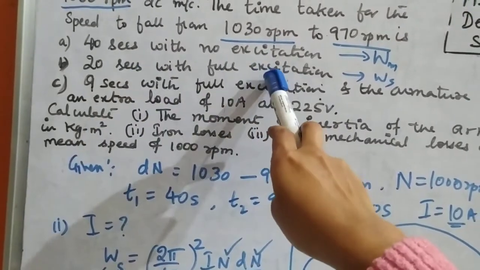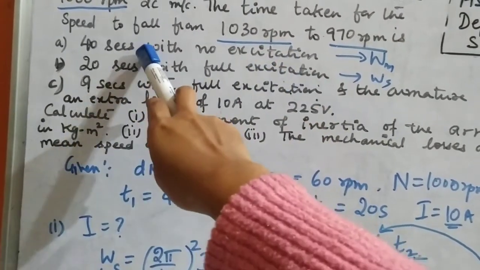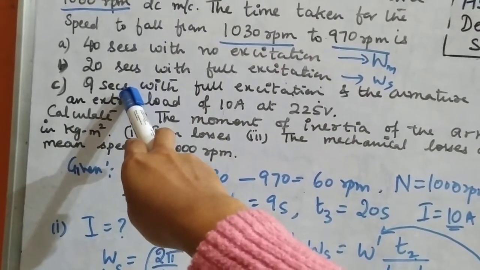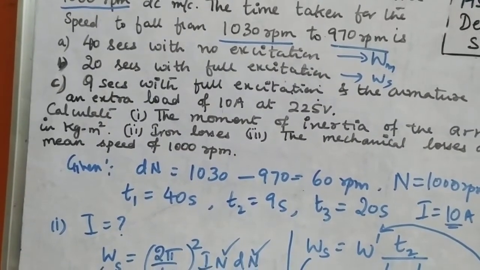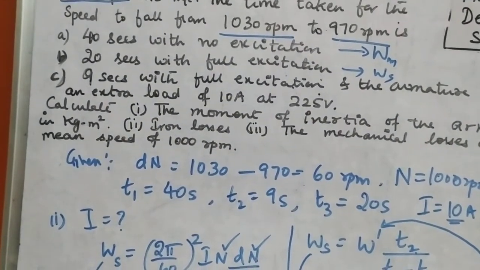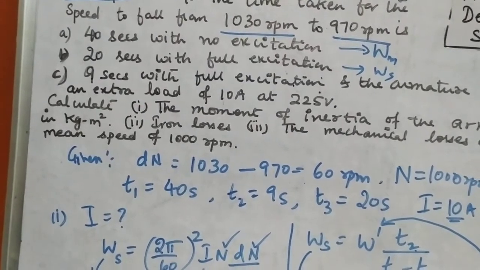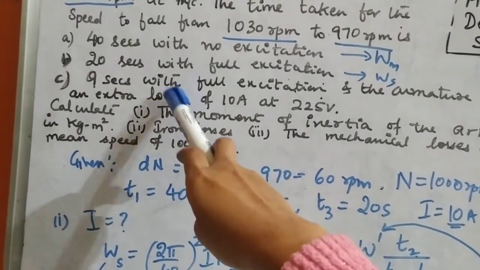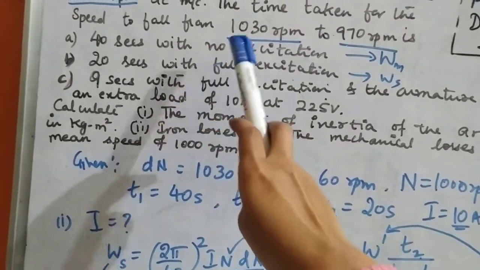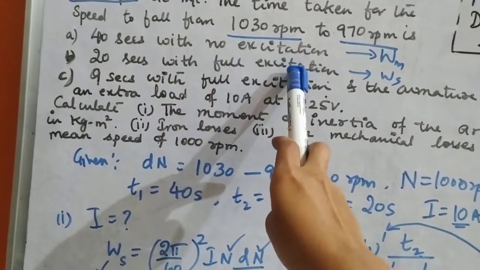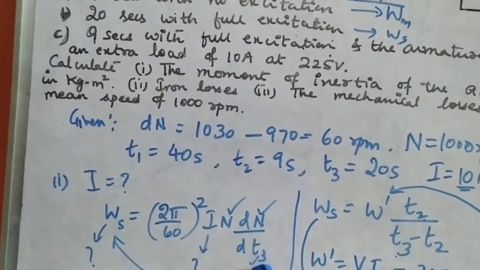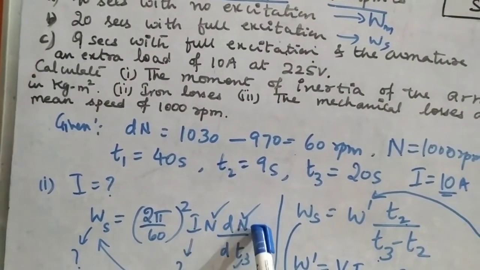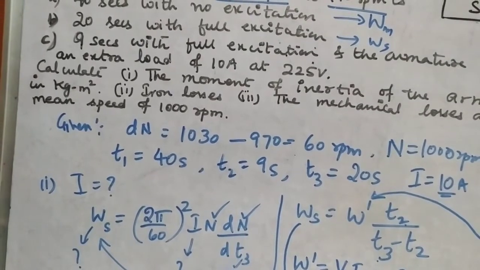With full excitation, this will be the end time, this will be the starting time, and this is the intermediate position, when it is in between the supply load and the armature load, the supply side and the load side. That is the 9 seconds, so that is why I have taken this as T2 and this will be T3. Therefore, the moment of inertia can be determined only during the full excitation. That is why we have taken dN divided by dT3. In this case, the N value is the normal speed, 1000 RPM, and dN we have just solved, and T3 is given.